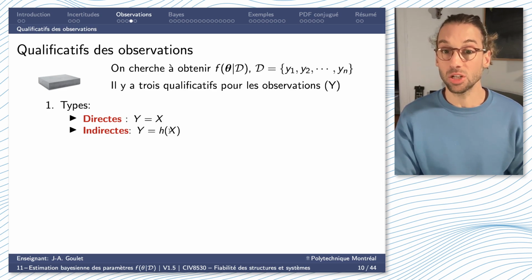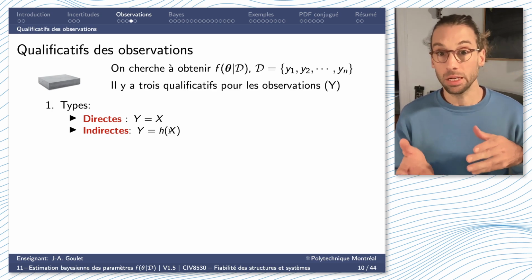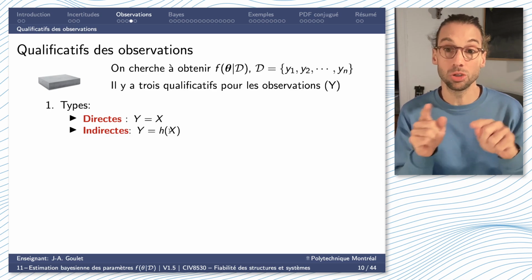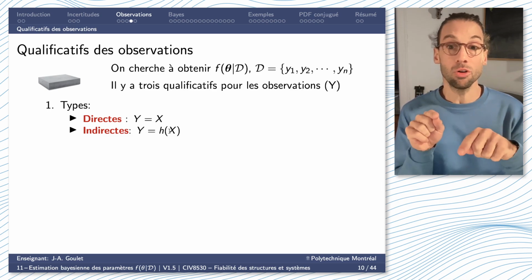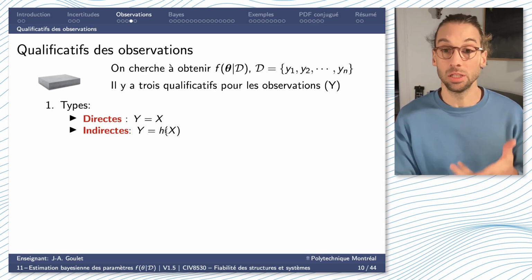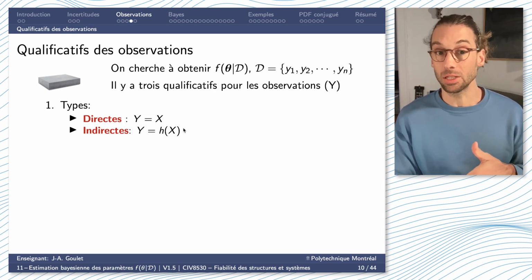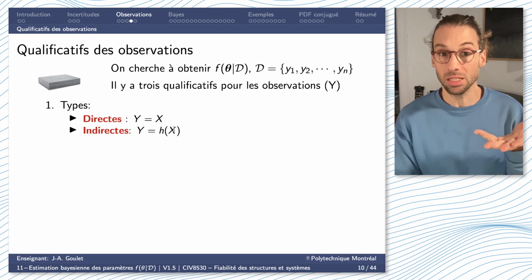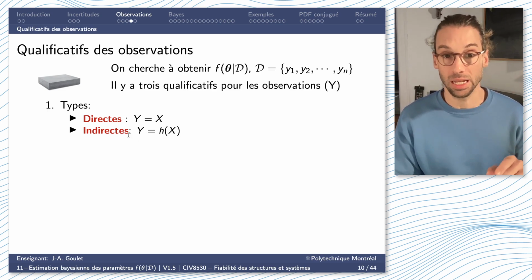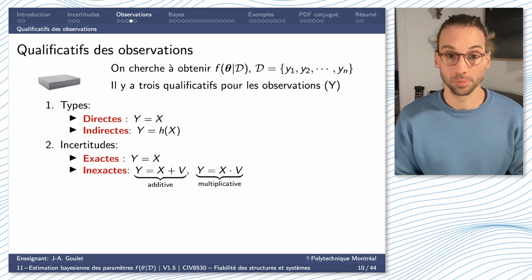An indirect observation would be, okay, the concrete is part of a structure. If I measure the displacement of the structure through the structural model, I could infer what should have been the stiffness of my material. So h of x would be the model of my structure, and the observation is indirect because now I cannot directly measure the stiffness. I need to infer it through the model of the structure, thus the indirect label.